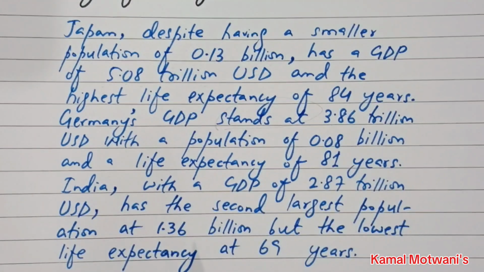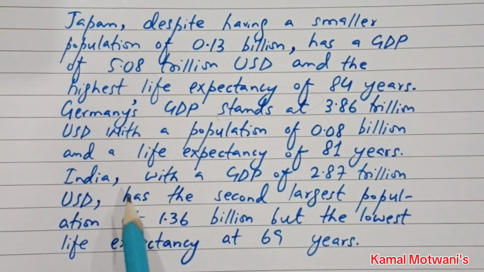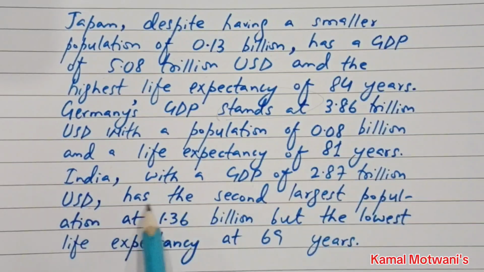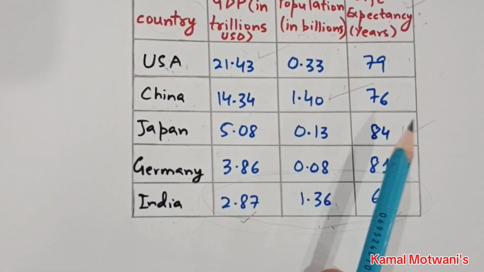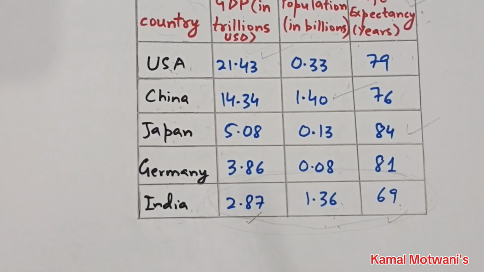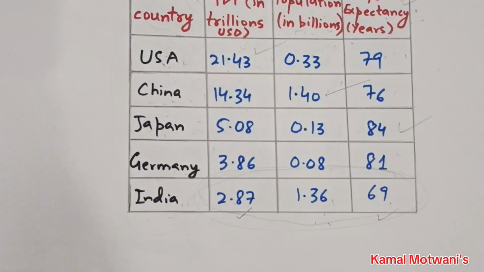Then there is India. India, with a GDP of 2.87 trillion US dollars, has the second largest population at 1.36 billion, but the lowest life expectancy of 69 years. This is how I have written the information of India pertaining to these elements with very beautiful vocabulary.